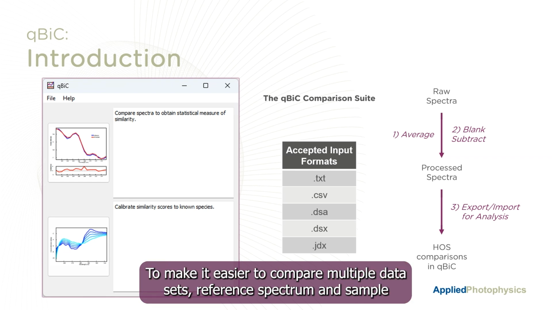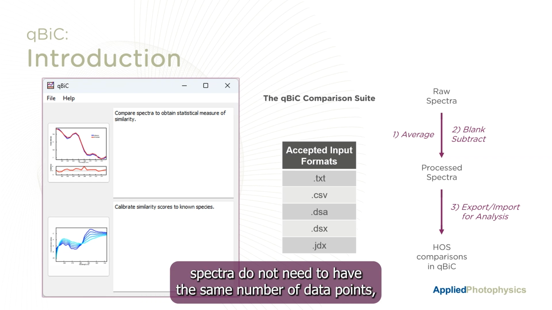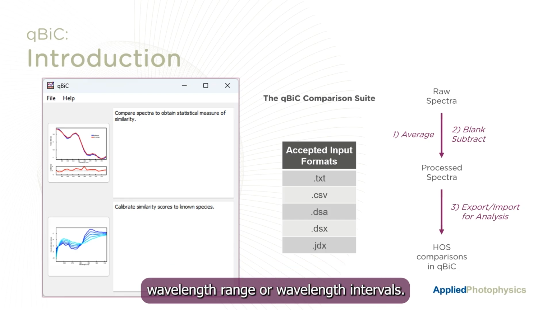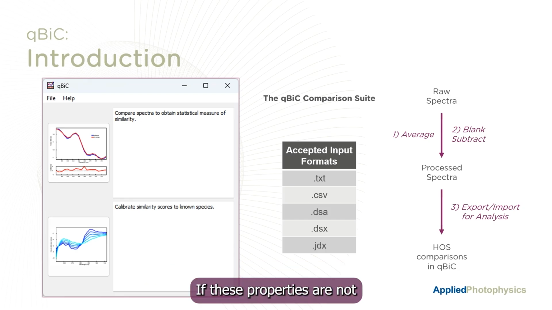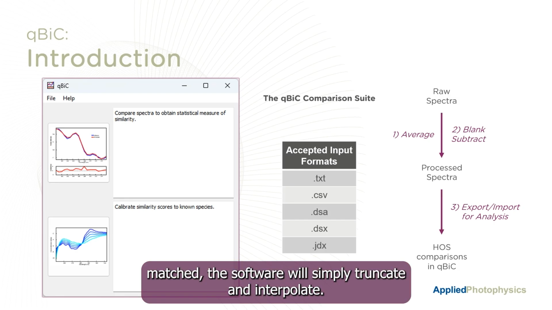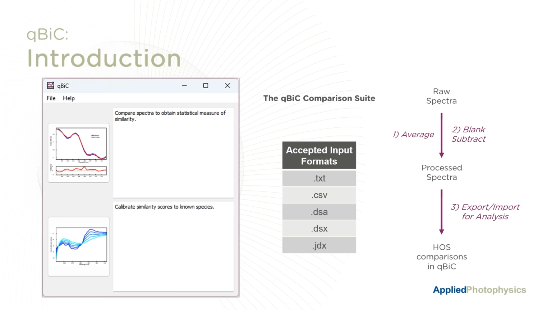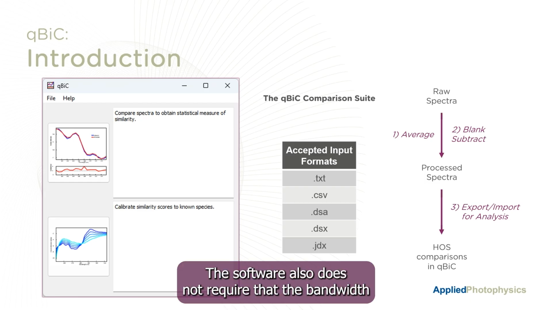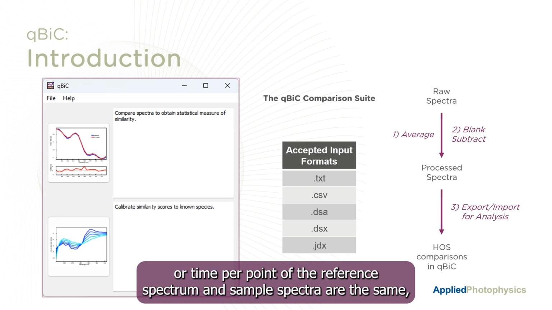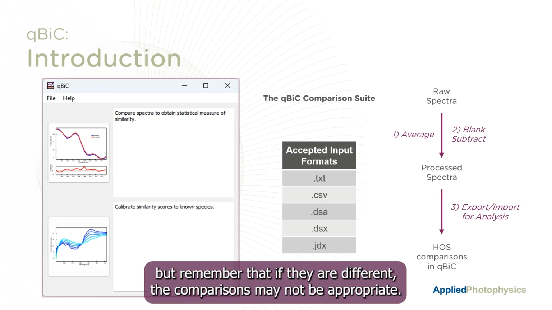To make it easier to compare multiple datasets, the reference spectrum and sample spectra do not need to have the same number of data points, wavelength range, or wavelength intervals. If these properties are not matched, the software will simply truncate and interpolate. The software also does not require that the bandwidth or time per point of the reference spectrum and sample spectra are the same, but remember that if they are different, the comparisons may not be appropriate.